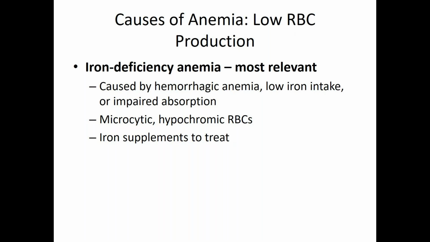And so on a smear, what that will look like is you'll have relatively small red blood cells, smaller than normal, right, which is what microcytic means. And you'll have red blood cells that are paler than expected, which is what hypochromic is. They'll be paler than you expect because they don't have hemoglobin in them, or at least not as much. And because they don't have as much, they're just going to be smaller.